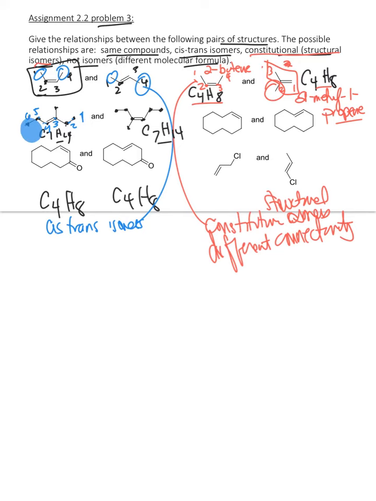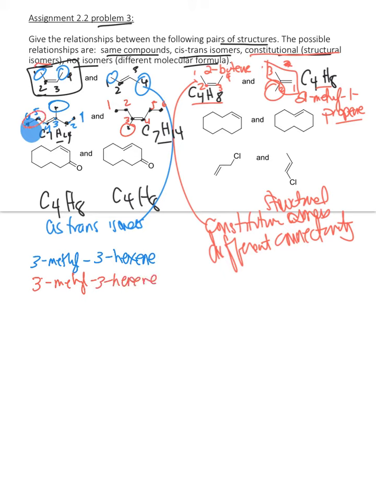So the name of this compound would be 3-methyl-3-hexene. And then this compound here would be 1, 2, 3, 4, 5, 6. So this one here would be 3-methyl-3-hexene. And then we've got to see if we have cis and trans.